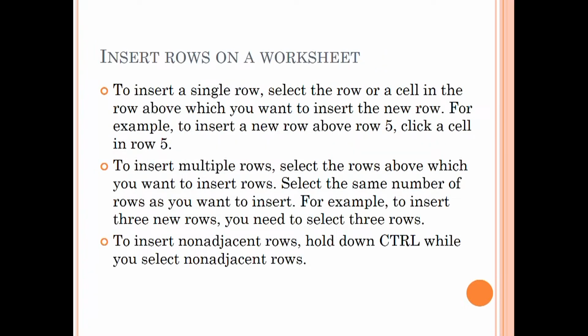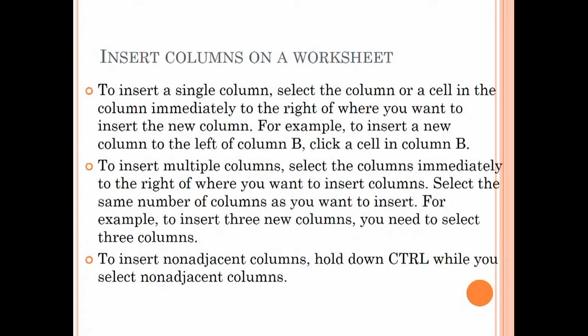To insert a single row, select the row or a cell in the row above which you want to insert the new row. For example, to insert a new row above row 5, click a cell in row 5. To insert multiple rows, select the rows above which you want to insert rows. Select the same number of rows as you want to insert. For example, to insert 3 new rows, you need to select 3 rows. To insert non-adjacent rows, hold down the Control key while you select the non-adjacent rows.